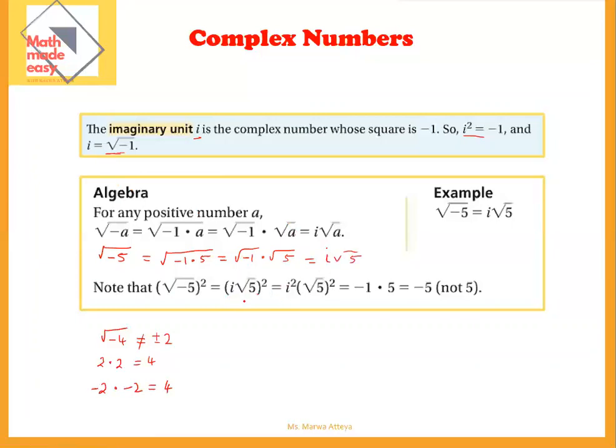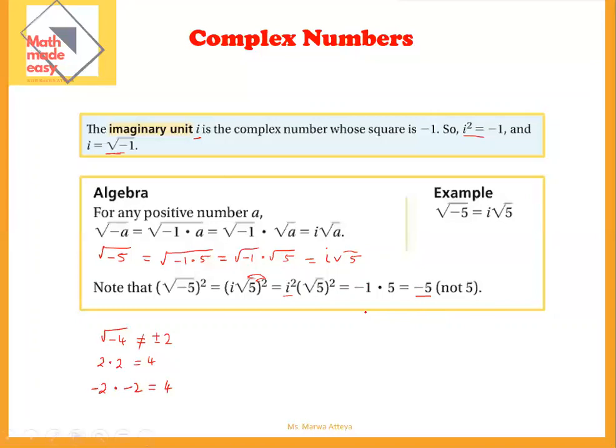Now, one important thing, a trick that we have to take care of, is that the square root of -5 squared is equal to -5. How? Well, because it's equal to i radical 5, squared. When you distribute the square, you will get i squared, which is -1, multiplied by radical 5 squared, which is 5. And your answer is going to be -5 and not 5.